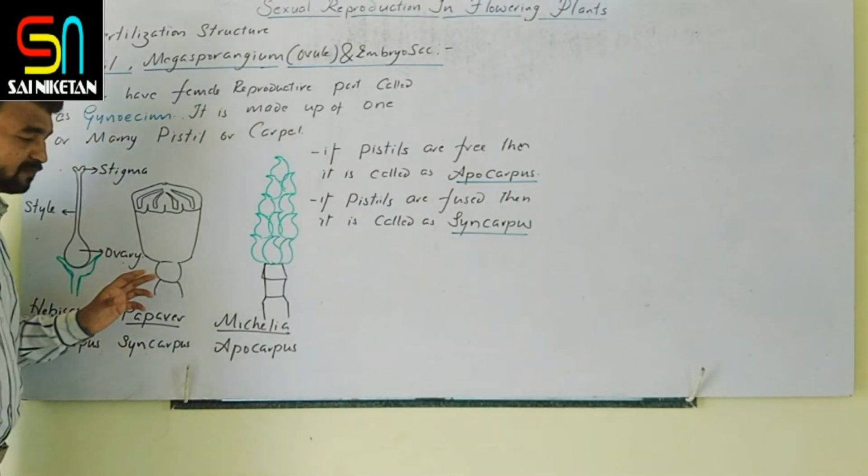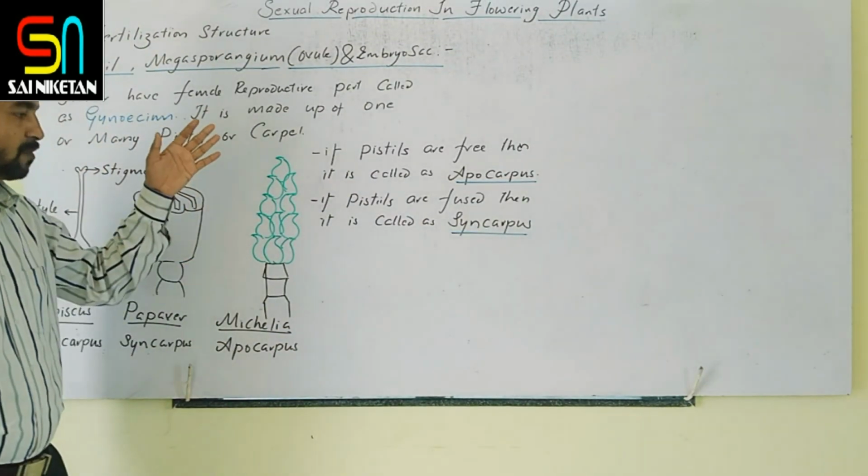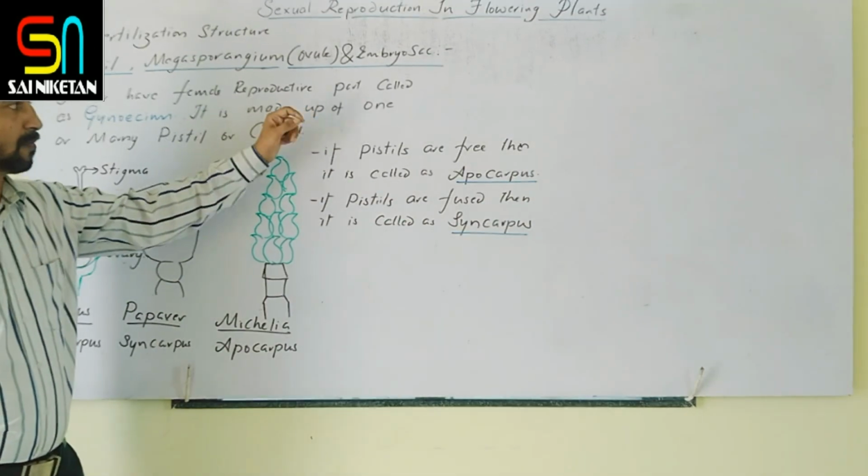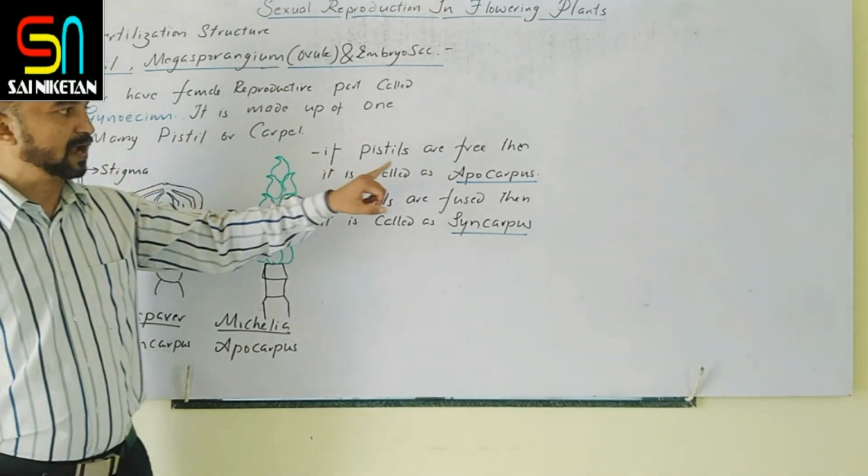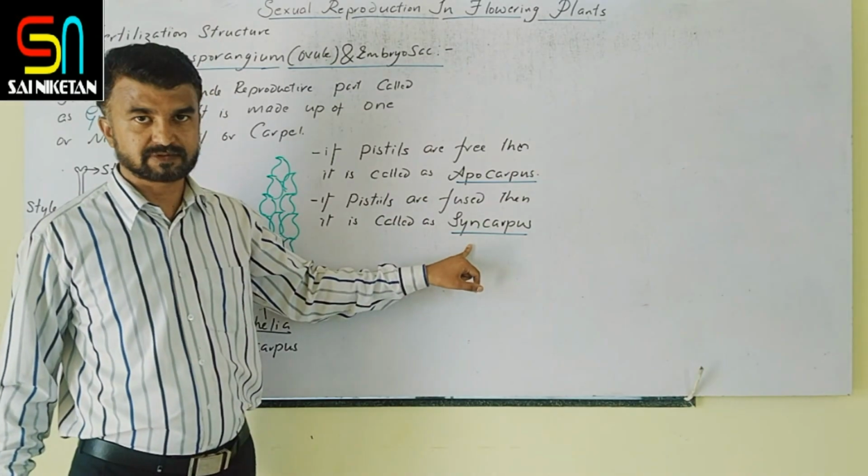So this is a brief introduction of gynoecium which is made up of carpel. So either it is monocarpellary or polycarpellary, either it is apocarpous or syncarpous.